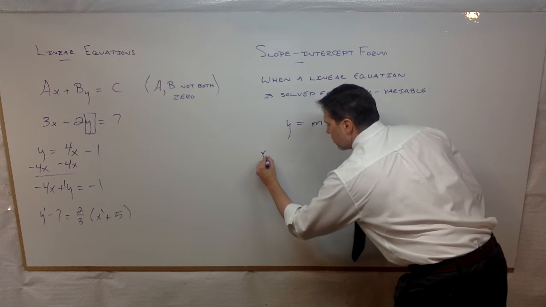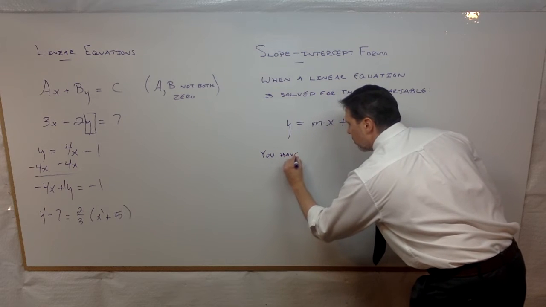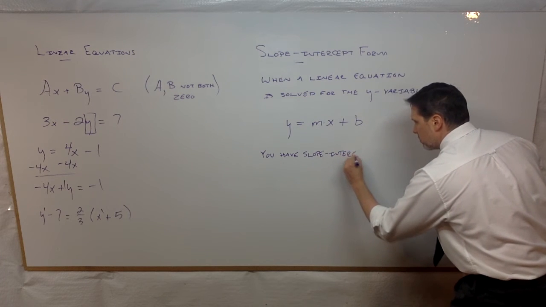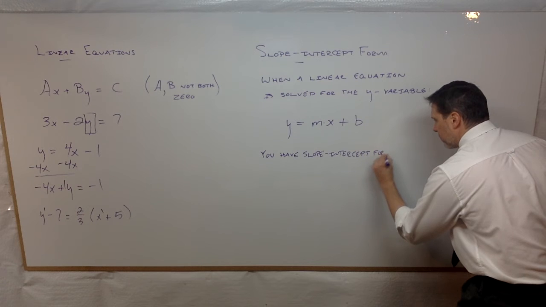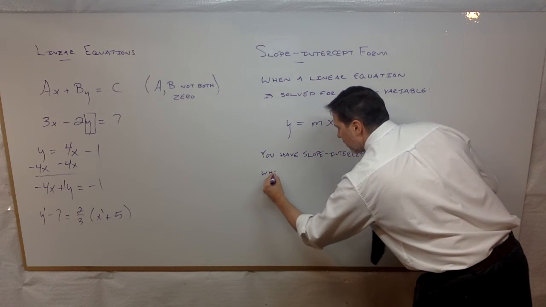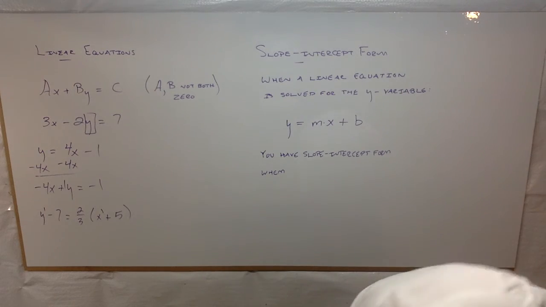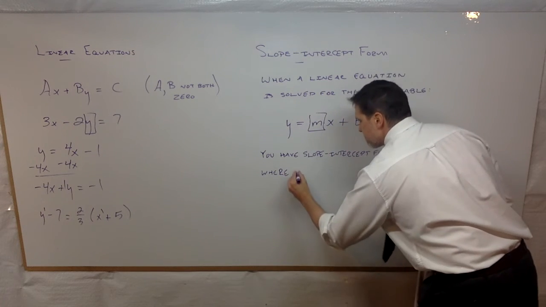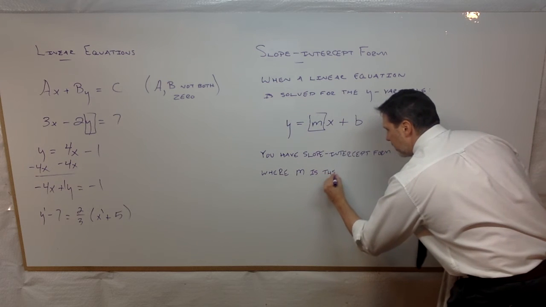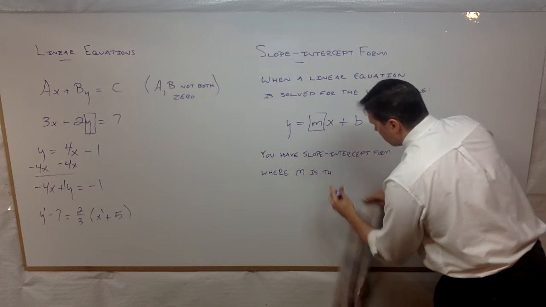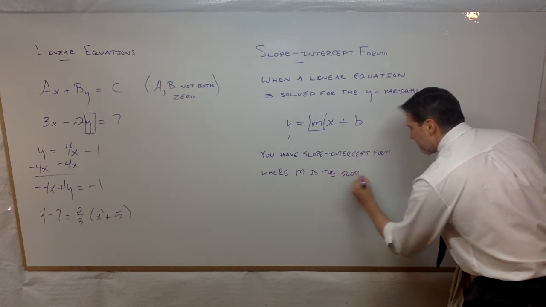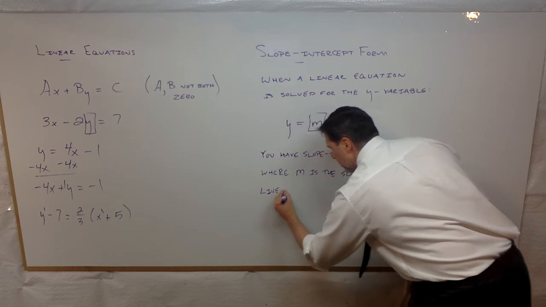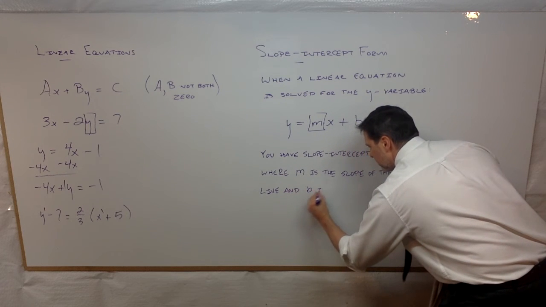You have what's called slope-intercept form, and let's be specific, where this m right here is the slope of the line, and b is the y-intercept.